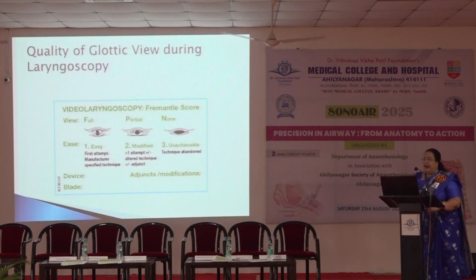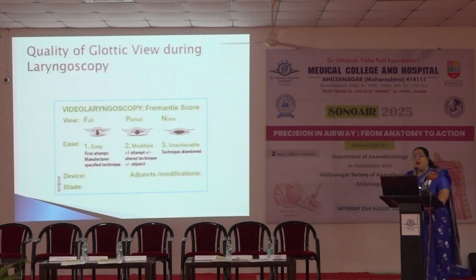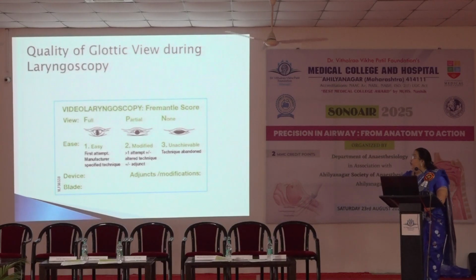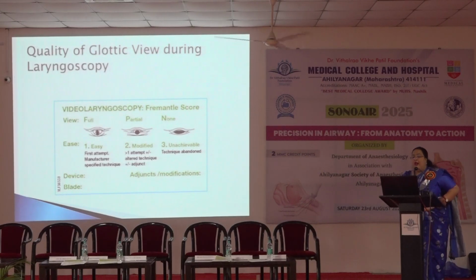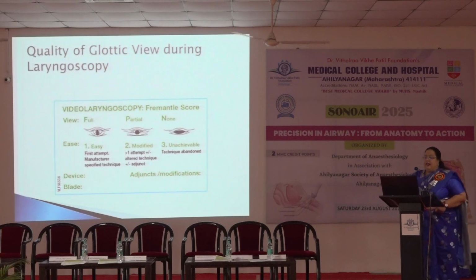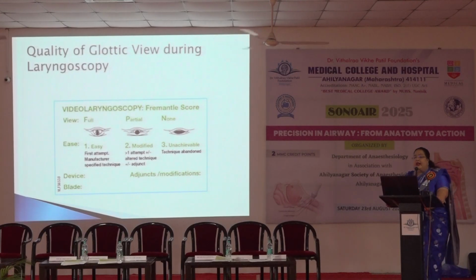Then coming to video laryngoscopy, here there is a Fremantle score. Here you can see the full view in grade 1, which is an easy intubation, first attempt, and it can be done by a normal direct video laryngoscopy. Partially seen is grade 2, which is modified, where more than one attempt will be required and you may need an adjunct like bougie or stylet. And grade 3 is unachievable technique. The video laryngoscopy should be abandoned and you can go ahead with fiber optic intubation.